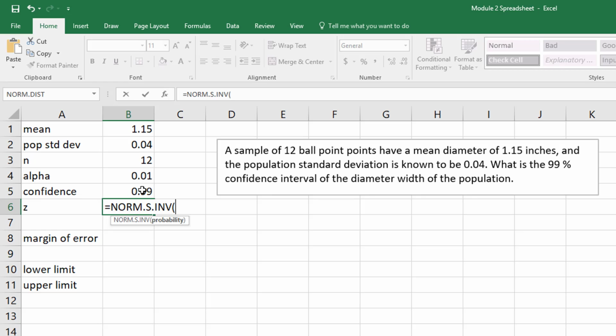When you read this, it's from the lower tail all the way up to this value. That's the only problem, because if you just put that in, you're going to get the wrong answer. So what you have to do is actually add this half, so 0.01 divided by 2. That's very, very important that you understand.